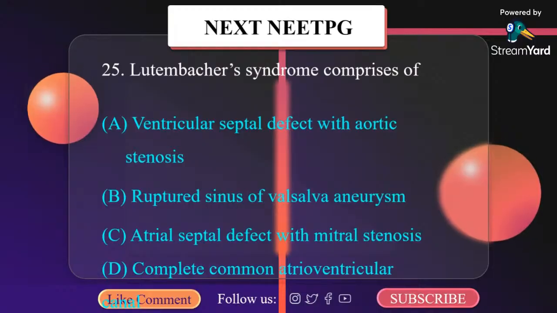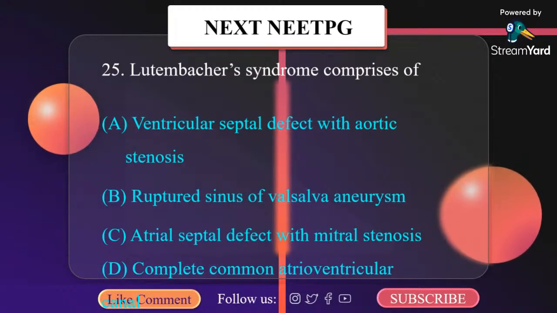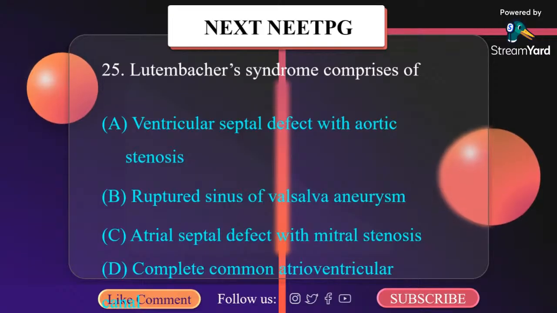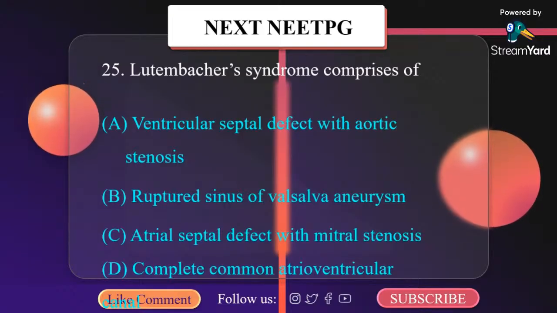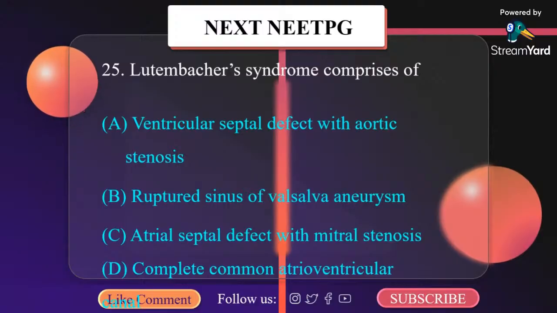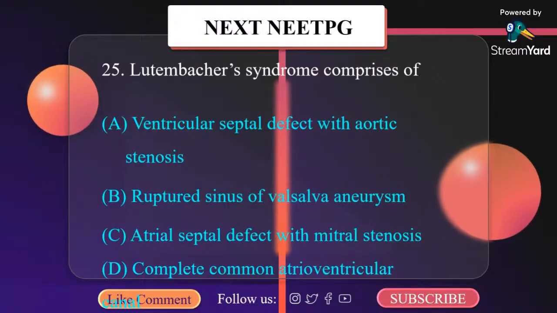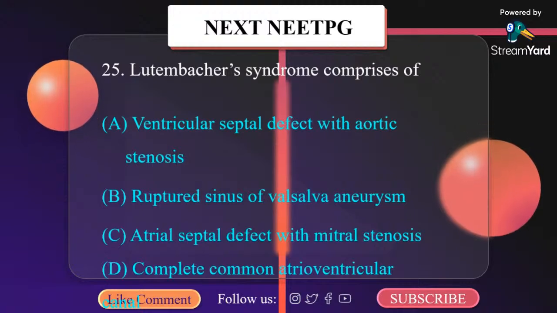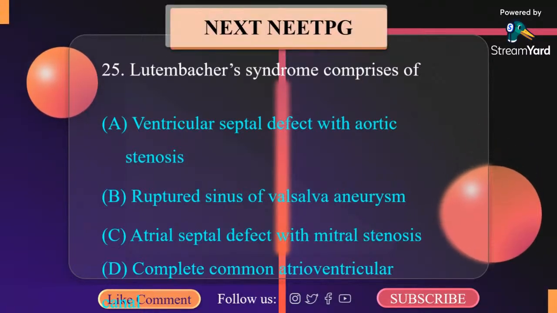Lutembacher syndrome comprises of A. Ventricular septal defect with aortic stenosis, B. Ruptured sinus of Valsalva aneurysm, C. Atrial septal defect with mitral stenosis, D. Complete common atrioventricular canal. So this is atrial septal defect with mitral stenosis. Lutembacher syndrome is defined as a combination of mitral stenosis and left to right shunt at the atrial level. The left to right shunt is atrial septal defect, ostium secundum.